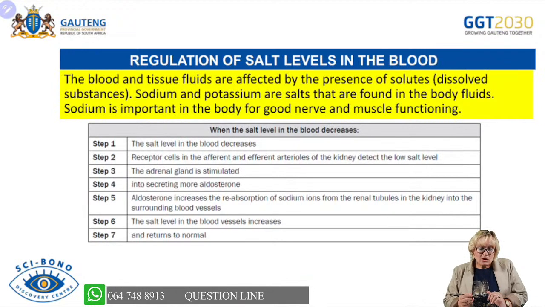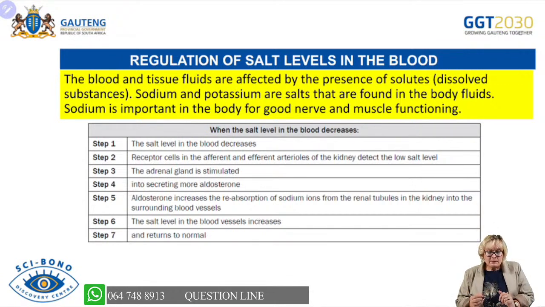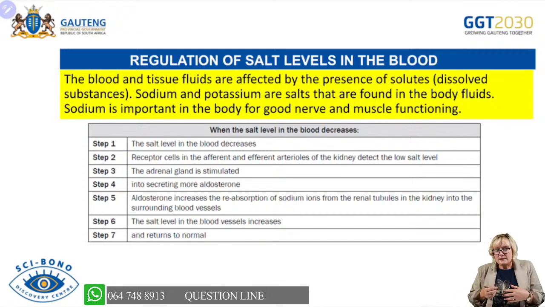Then if we look at salt, the salt levels in the blood and tissue fluids are affected by the presence of solutes, that's dissolved substances. Sodium and potassium are salts that are found in the body fluids. Sodium is important in the body for good nerve and muscle function. So you must have that. That's why you must take in some salt in some way. Not too much, but some salt in your diet.